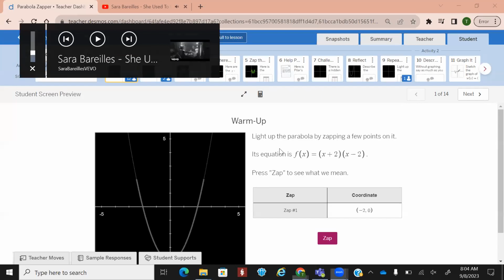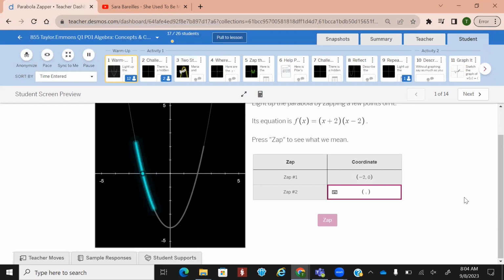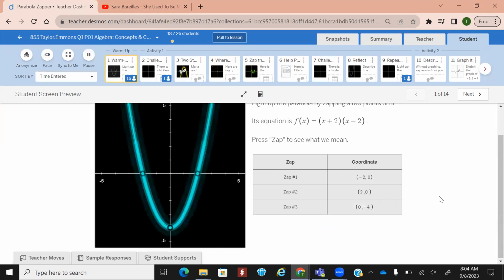Light up the parabola by zapping a few points on it. Its equation is this. Okay, so zap. Oh, that's kind of cool. Okay, so what would be another point? 2, 0. Okay, 2, 0. And zap. All right, what would be another point? 0, -4. Zap. That's kind of fun. Yay, we made it light up.